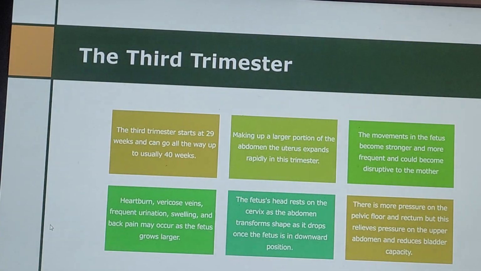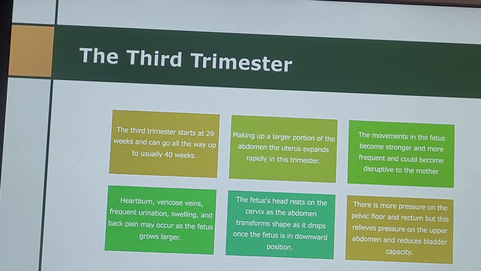The third trimester. The third trimester starts at 29 weeks and can go all the way up to usually 40 weeks. Making up a larger portion of the abdomen, the uterus expands rapidly in this trimester. The movements in the fetus become stronger and more frequent and could become disruptive to the mother. Heartburn, varicose veins, frequent urination, swelling, and back pain may occur as the fetus grows larger.